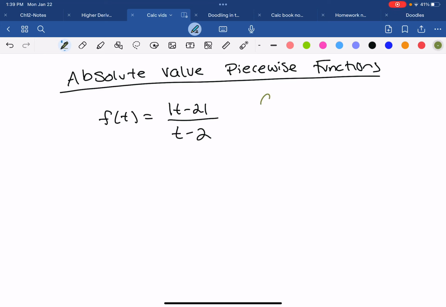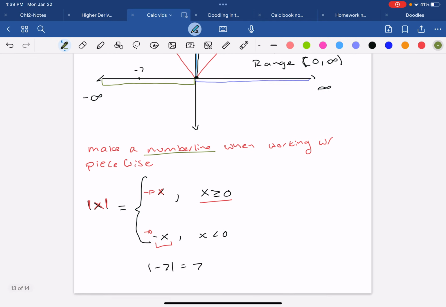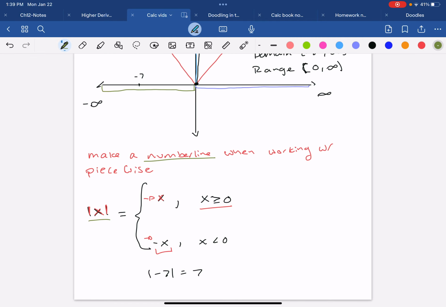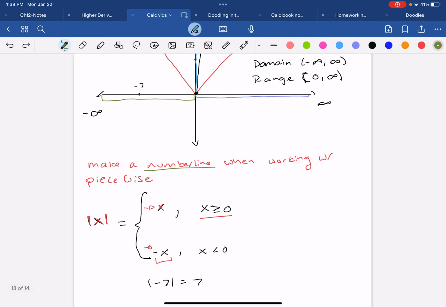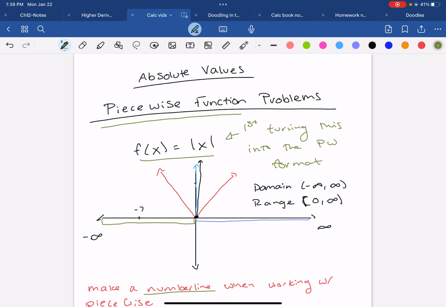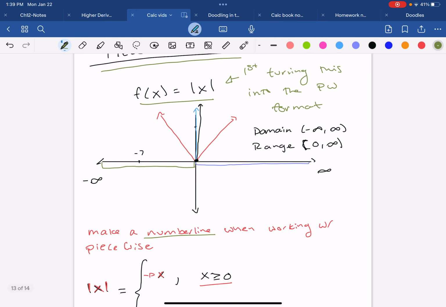Hey guys, so I'm going to show you how you are going to graph an absolute value function that looks something like this. As we saw before in the video I posted earlier for you guys, if you have the absolute value of x as your function, so if f of x is equal to the absolute value of x, you're turning that into a piecewise function and then you're graphing it from there.